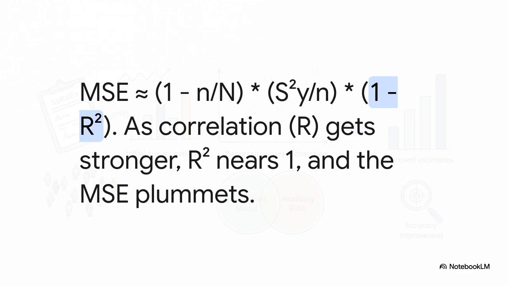But check this out. This second equivalent formula for the MSE is where the magic really becomes obvious. It rewrites the MSE using s squared y, which is the total variance of y, and r, the population correlation between x and y. Now zero in on that last term, 1 minus r squared. If x and y have zero correlation, r is 0, r squared is 0, and that term is just 1. Our MSE is basically the same as it would be for a simple sample mean. But as that correlation gets stronger, as r gets closer to positive or negative 1, r squared shoots up towards 1. That makes the whole 1 minus r squared term shrink towards 0, and our MSE plummets. That is the secret sauce. A strong correlation means a massive gain in precision.